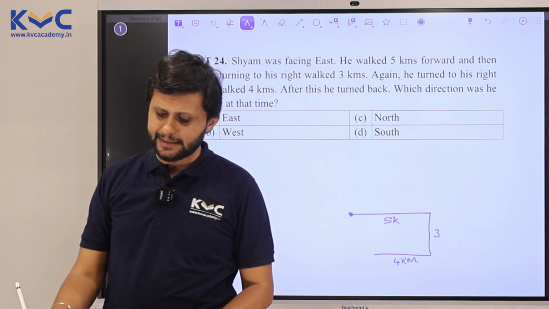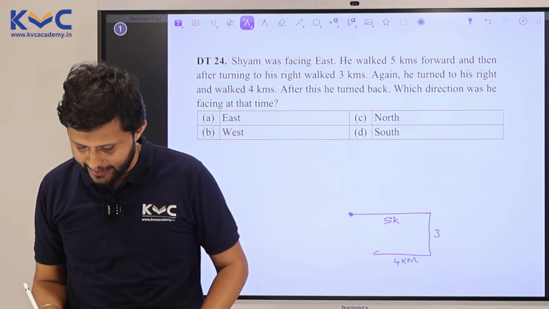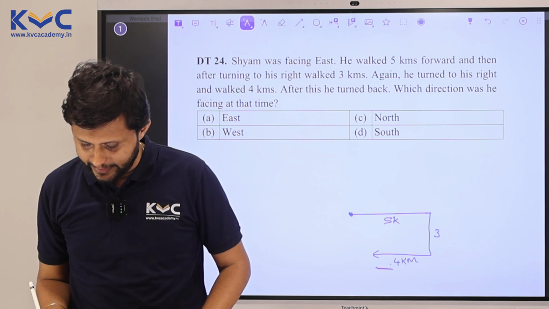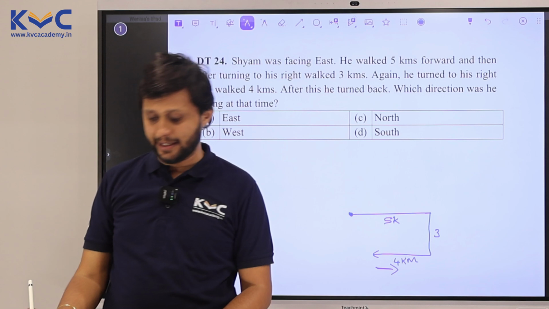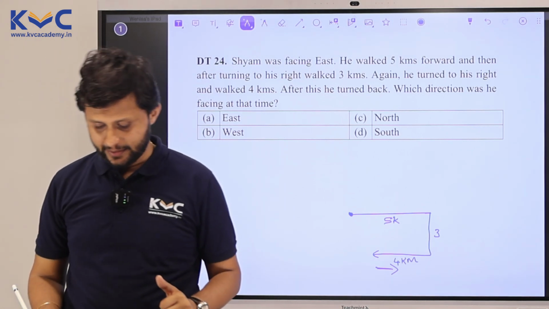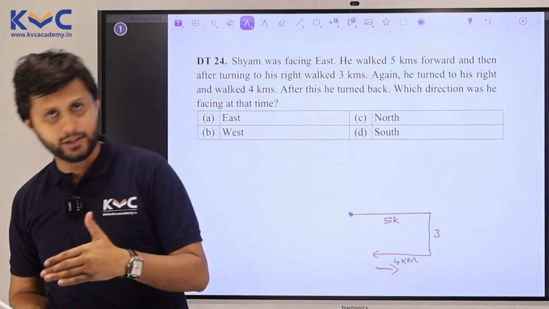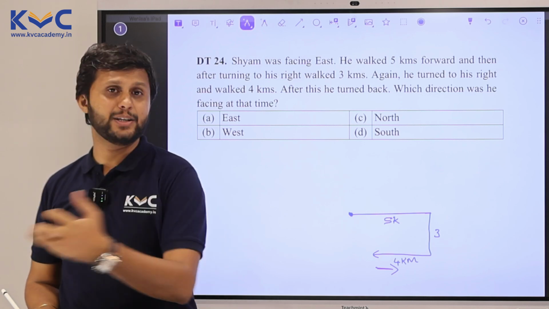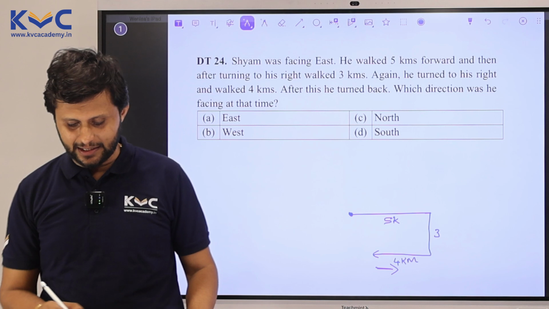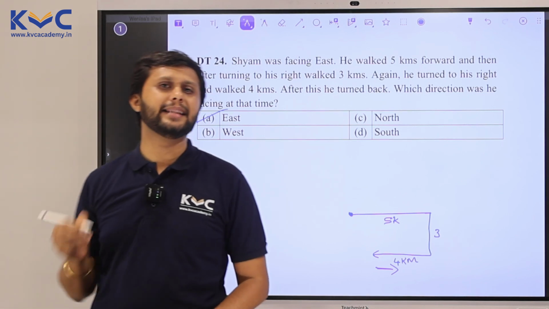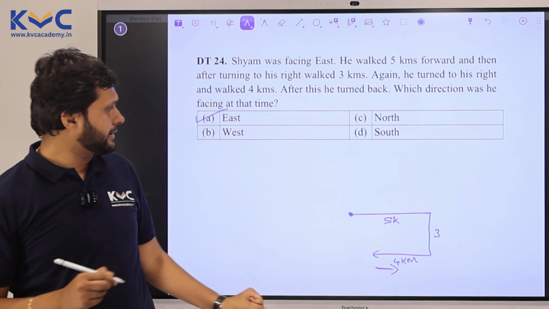Fine. After this, he turned back. So he was this side. Now he turned that side. He turned back. Which direction was he facing at that time? Now, which side is he facing? See, he started going to east. It's as good as he took a U-turn. So now he's facing west. Then he took a turn. So now again he's facing east, and that's the right answer.